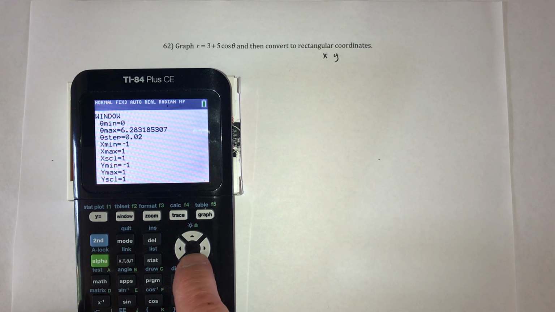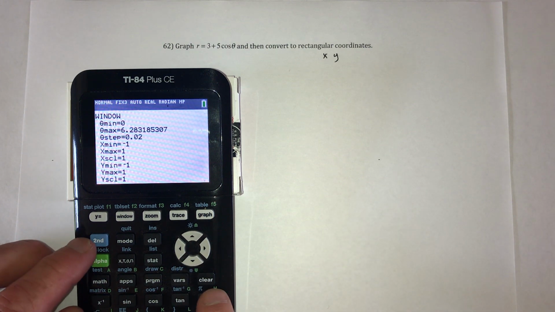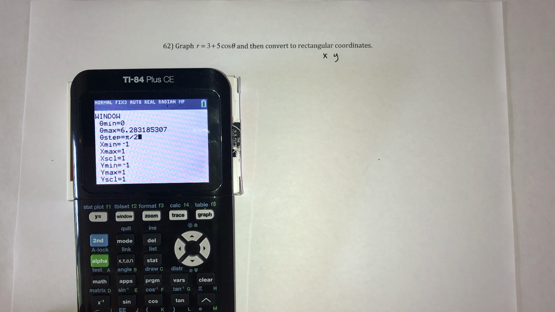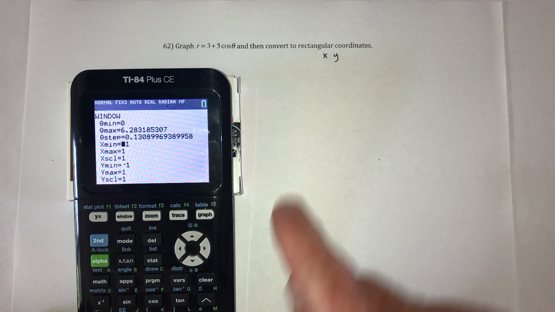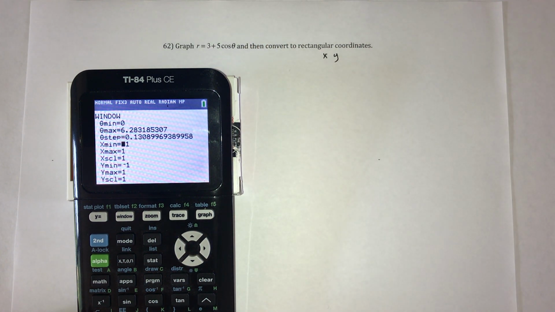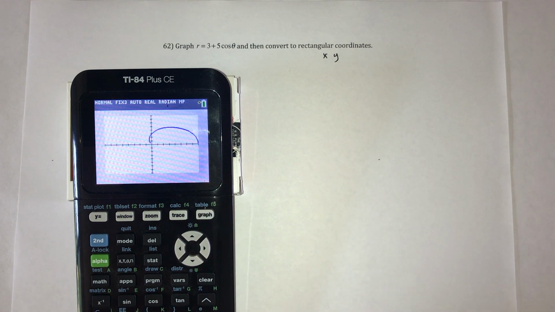For the window, I need to go from 0 to 2 pi. This I'll change to pi divided by 24. Let's see, 3 plus 5 is 8, so it could get as big as 8 or negative 8. And what does it look like? That is called a cardioid, like a heart.